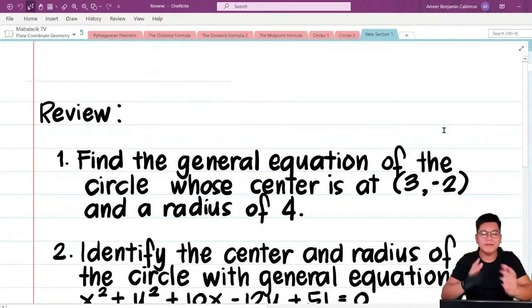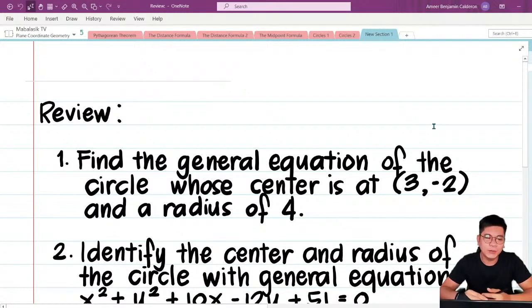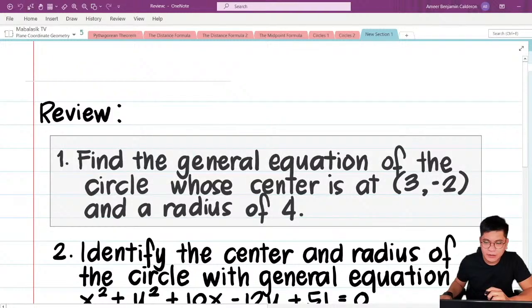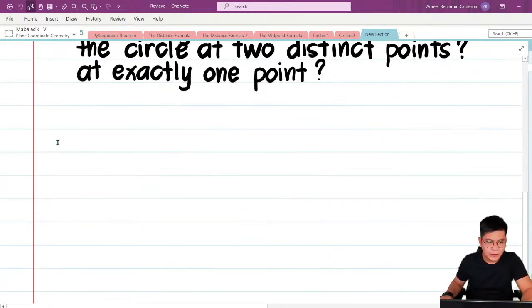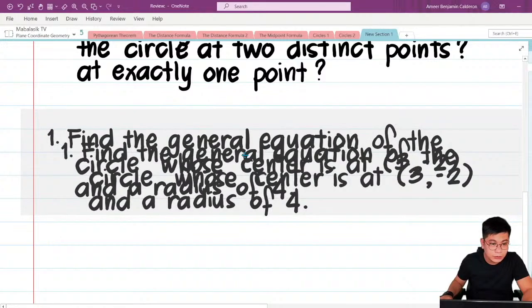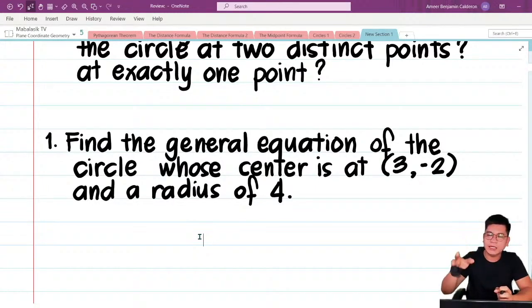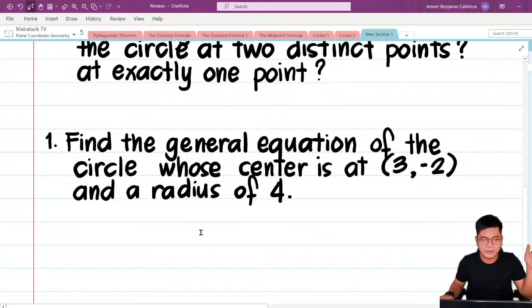Before our topic for today, let us have a few questions for our review. Number 1, we have to find the general equation of the circle whose center is at -3, 2, and a radius of 4. Let me copy this question here so I can answer it here. We all know that the general equation of the circle is in the form x squared plus y squared plus ax plus by plus c is equal to 0.